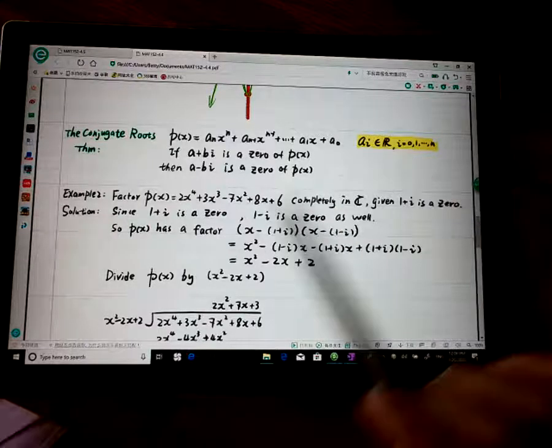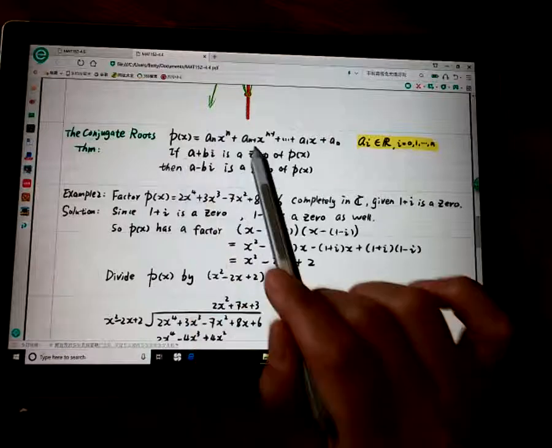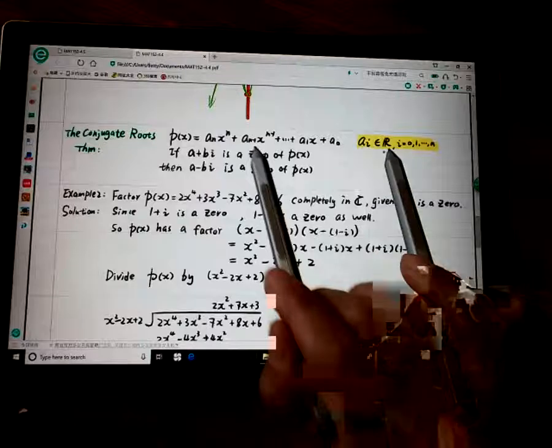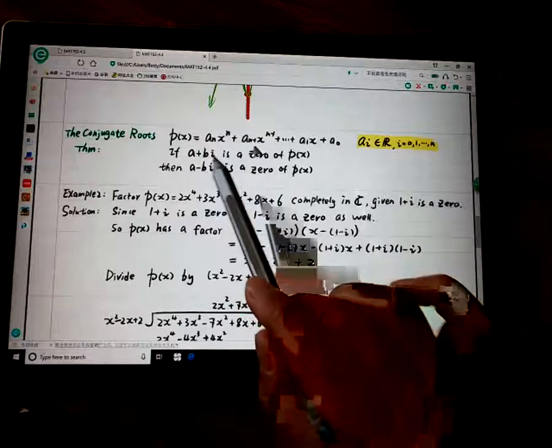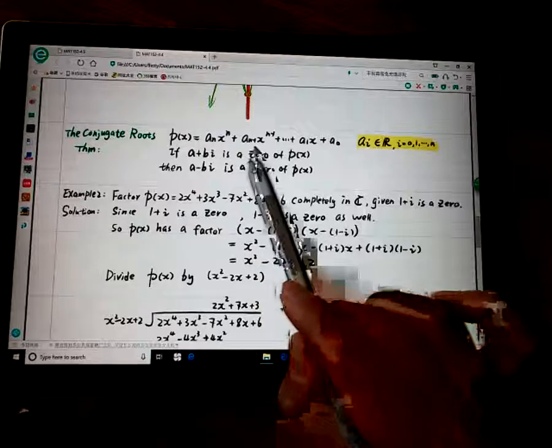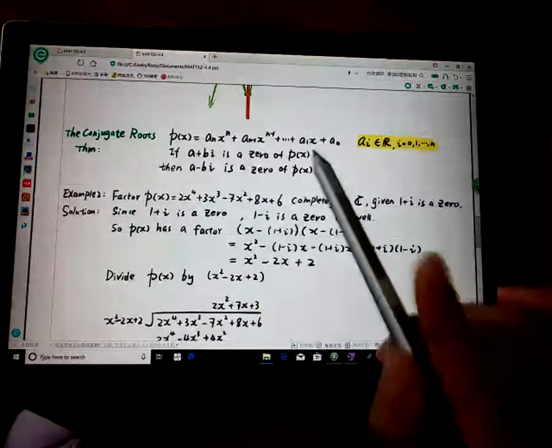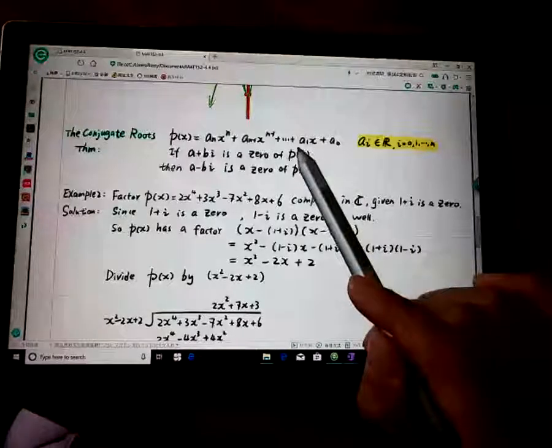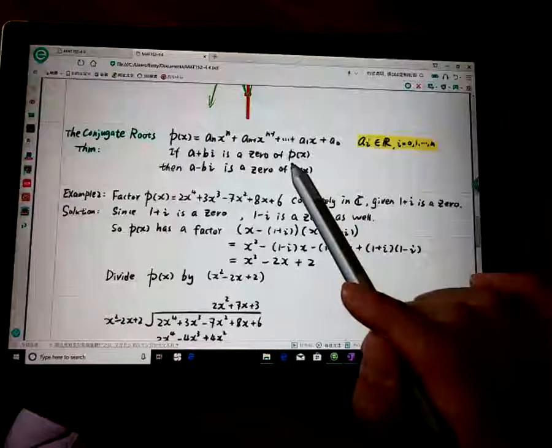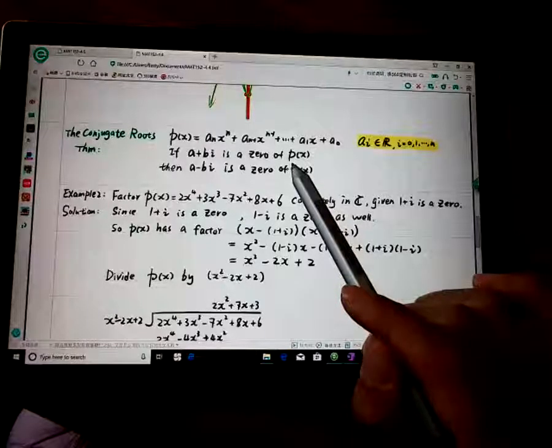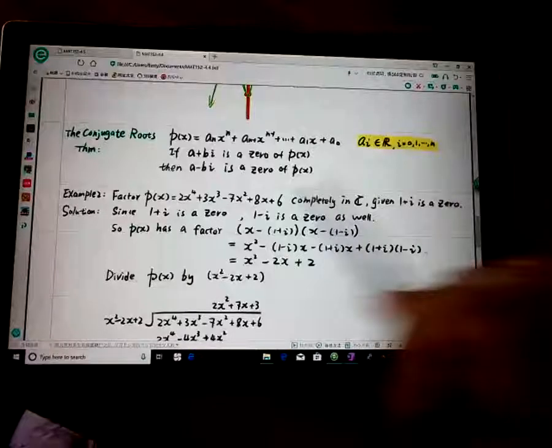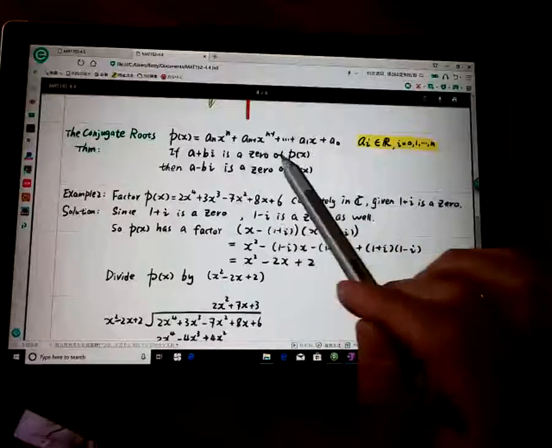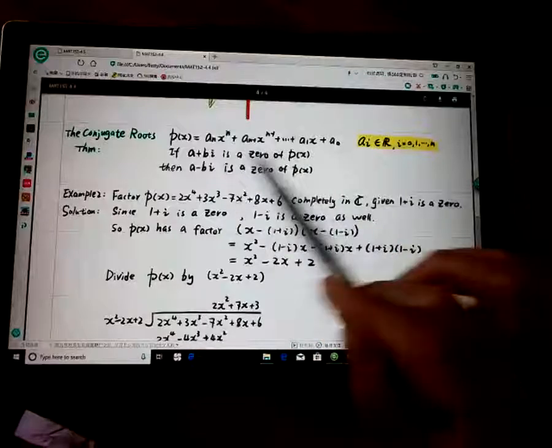Let me explain again. Make sure you understand this theorem. If we have a polynomial function, all the coefficients are real numbers, and we know a plus bi is a non-real complex 0, it must have an even number of non-real complex zeros. Right? Is that clear? This is a pretty important theorem. We also have some problems designed for this.